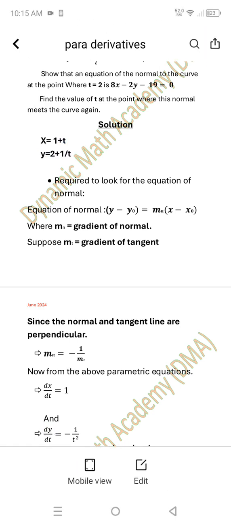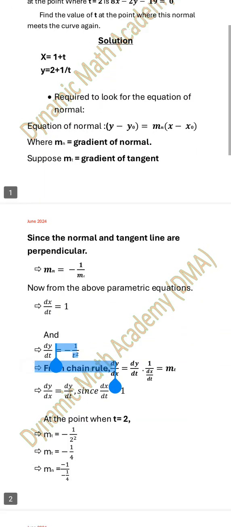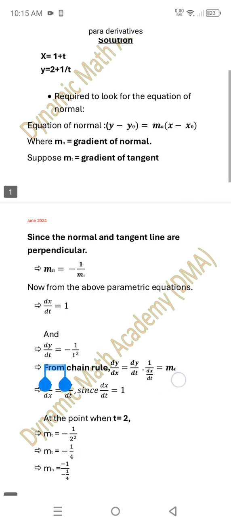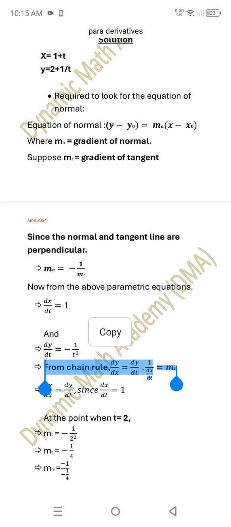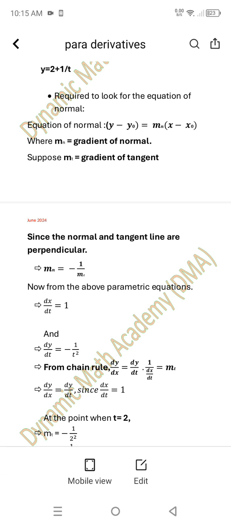And dy/dt, same thing here. When you differentiate 2, you have 0. And when you differentiate 1 divided by t, you have negative 1 over t squared. Now, from the chain rule, you realize that dy/dx equals dy/dt times dt/dx, which is equal to mt, the tangential gradient. But we know that dx/dt is 1. So from there, dy/dx will be equal to dy/dt.